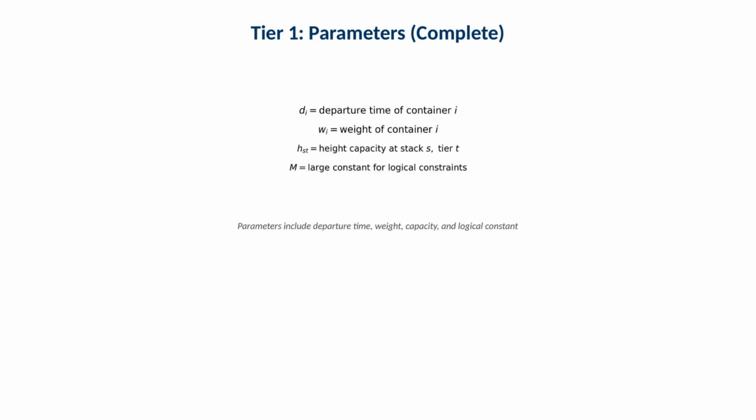Key parameters include each container's departure time and weight, plus the capacity and geometry of each stack and each tier. We also use a large constant, often called big M, to express certain logical conditions in a linear way. Departure time is the main driver. If an early departing container is placed below a later departing one in the same stack, then at retrieval time the later departing one becomes a blocker, and a reshuffle becomes unavoidable.